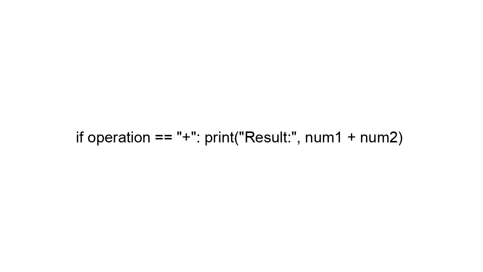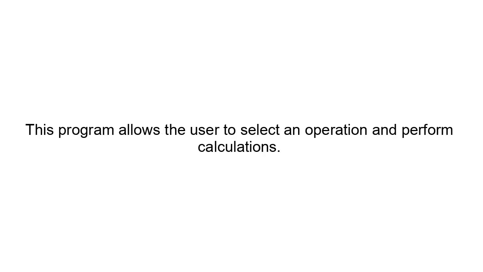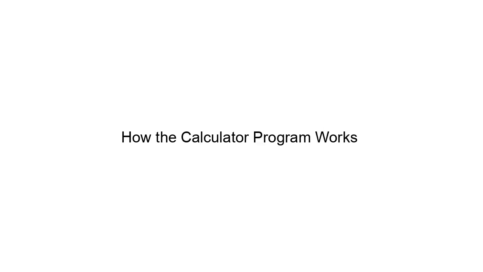If operation equals minus: print("Result:", num1 - num2). If operation equals asterisk: print("Result:", num1 * num2). If operation equals slash: print("Result:", num1 / num2). Else: print("Invalid operation"). This program allows the user to select an operation and perform calculations.